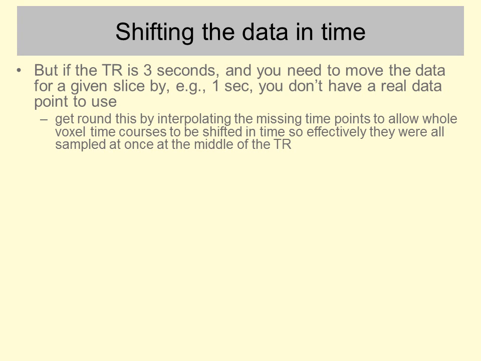Of course, the issue is that you don't actually have real data points to use. If you want to pretend that your data was collected at a certain time, when it was actually collected a second later, then you need to do something called interpolation to work out what you think the value of image intensity would have been if the data point had actually been acquired a second earlier.